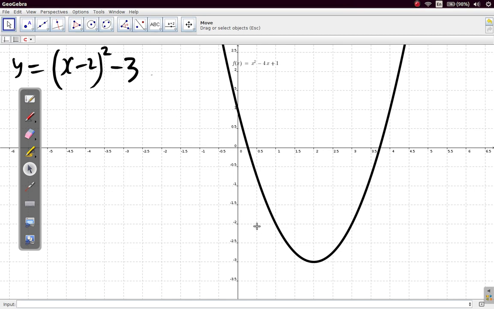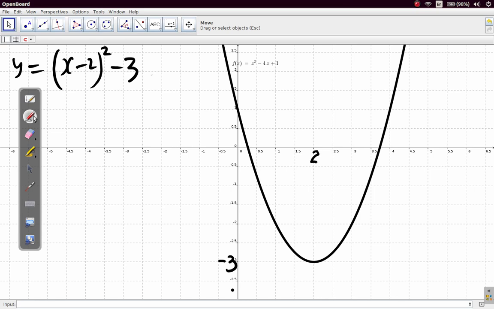Alright, now these values that I'm seeing here, these writings are small, but I could make them thicker, or I could write over them so you can clearly see this is 2 on the graph and this is negative 3 on the graph. Notice what happens here. This is x minus 2, right?